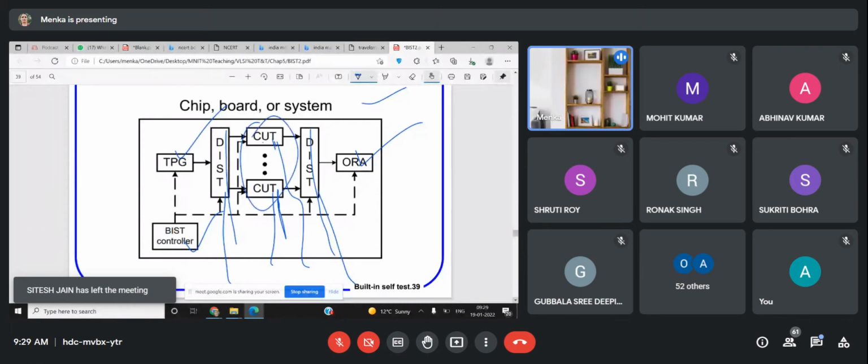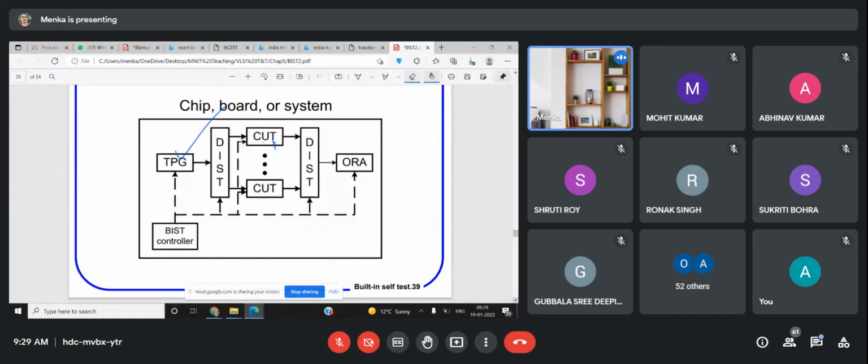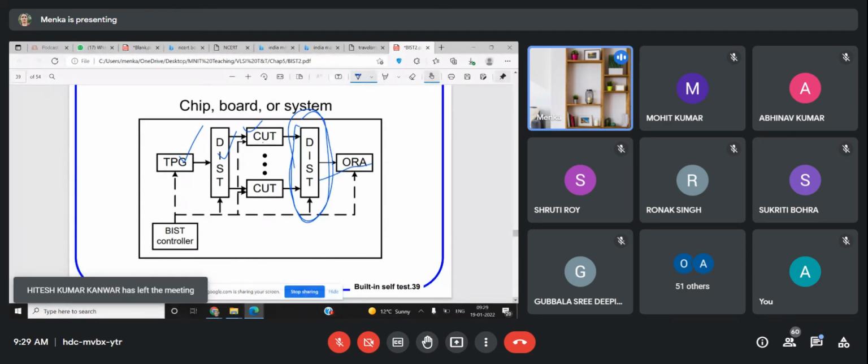The BIST controller does whatever test pattern generation and analysis you are going to do. There are multiple CUTs altogether, and the test pattern is given to each CUT through the data distributor unit. At the receiver end also there is no direct ORA. You have a distributor unit, the output from the CUTs is collected by the distributors, and then it goes to the output response analyzer, and the BIST controller is going to identify where the problem is, what the problem is.